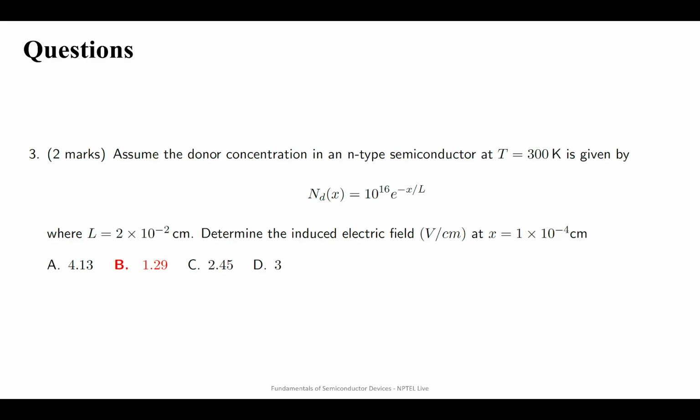And then your electric field is given as 1 by q dEi by dx. So that will become kT by q ln 10 power 6 minus kT by q x by L, and for 300 Kelvin your kT by q is then 0.0259. So if you put x equals 1 into 10 power minus 4 and L equals 2 into 10 power minus 2, you can solve for your built-in electric field from there.